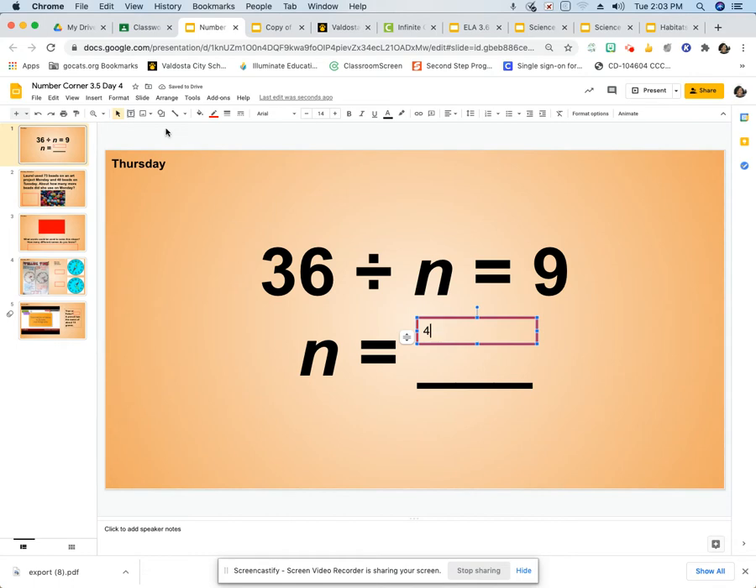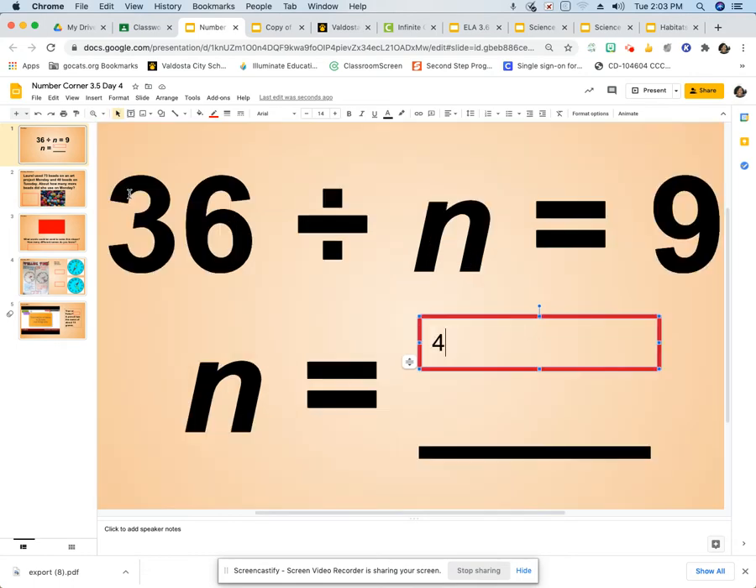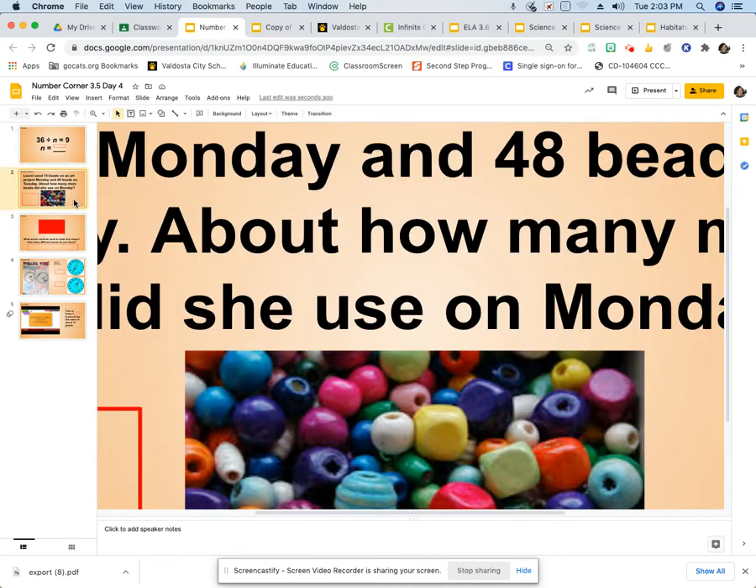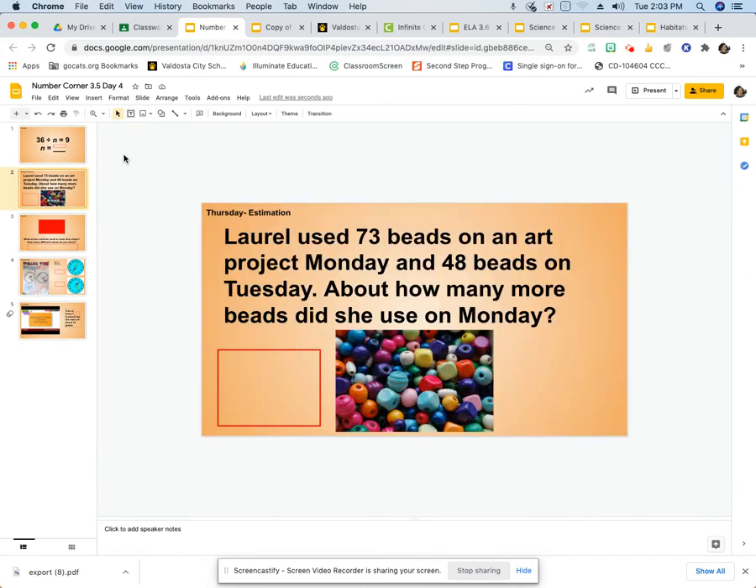Okay, let me zoom in here. Most of you got that one right. Okay, we are still having difficulty with the rounding, the estimation questions. You guys are not rounding, you're just adding or subtracting. So let me do this one. Laurel used 73 beads on an art project Monday and 48 beads on Tuesday. About how many more beads did she use on Monday?